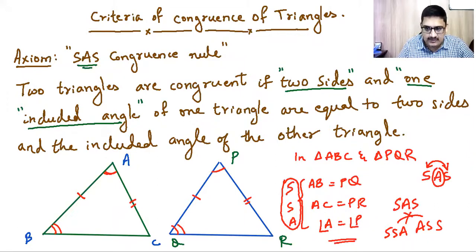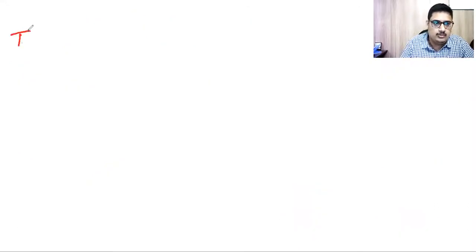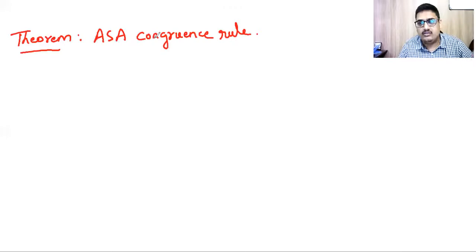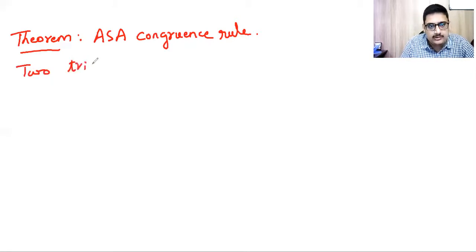Okay. So under this, you have that one theorem now. So what theorem? The theorem is called the angle side angle congruence rule. See, angle side angle. What was the earlier case? SAS, side angle side, but now this is the ASA rule. ASA rule is for angle side angle. So two triangles are congruent. Please make note of this along with me.